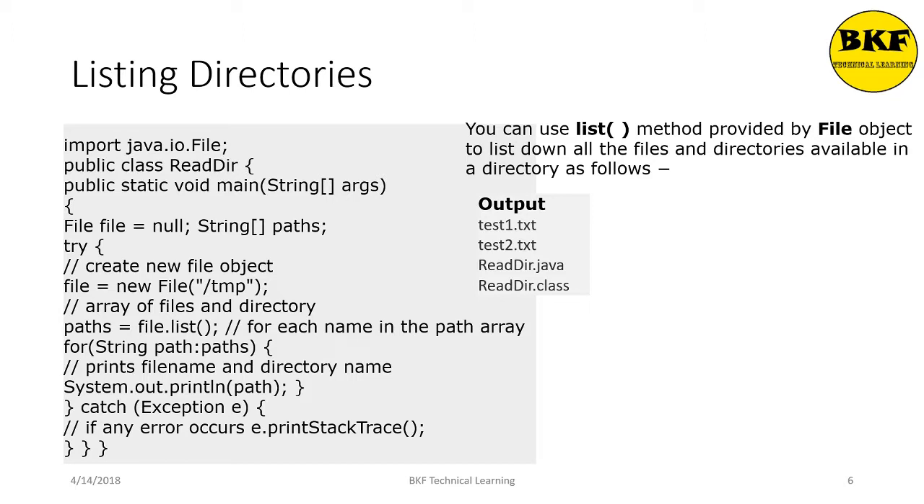Now another example, listing directories. We have a class readDir, a main method, a file object, an array of strings. We initialize our file object. Then we assign paths as list of files, and then we iterate through paths and we keep printing the paths until we reach the end. And if there's any problem in the above operation, then we throw an exception. So you can use list method provided by file object to list down all the files and directories available in a directory as follows.